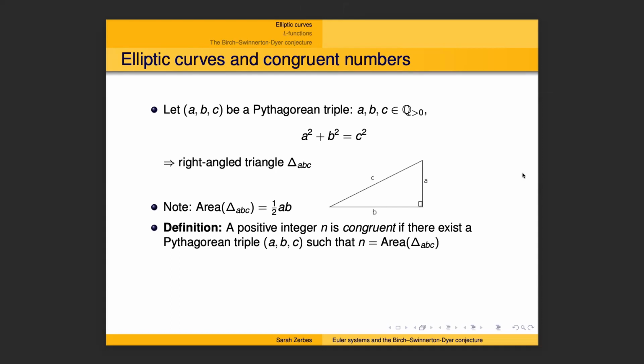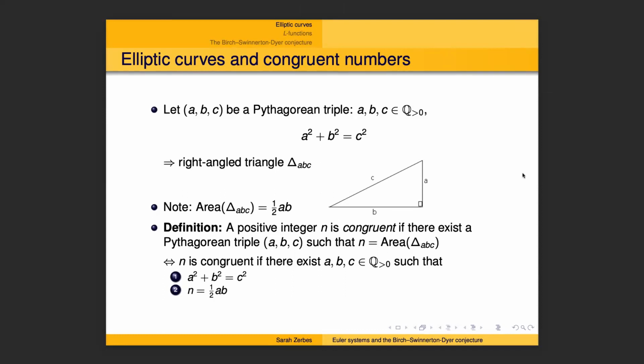A positive integer n is congruent if there exists a Pythagorean triple ABC such that the area of the corresponding triangle is equal to n. So in other words, n is congruent if there exist positive rational numbers ABC which simultaneously satisfy these two equations. So the challenge now is to determine the congruent numbers.